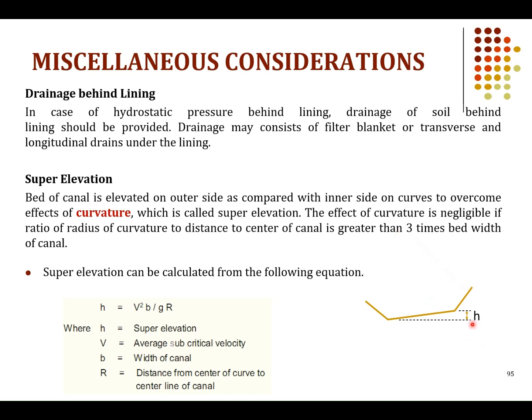You can calculate this H from this formula. H is the super elevation, V is the average subcritical velocity, B is the bed width, and G, of course, is gravitational acceleration, and R is the distance from the center of the curve to the center line of the canal. I mean, the center line of the canal is somewhere here, and the center of the curve may be somewhere here. So that is basically the radius. Okay.